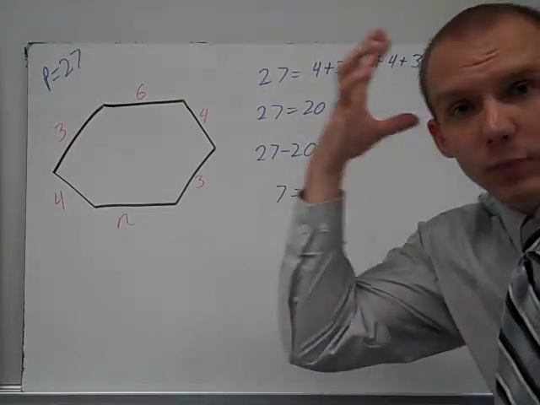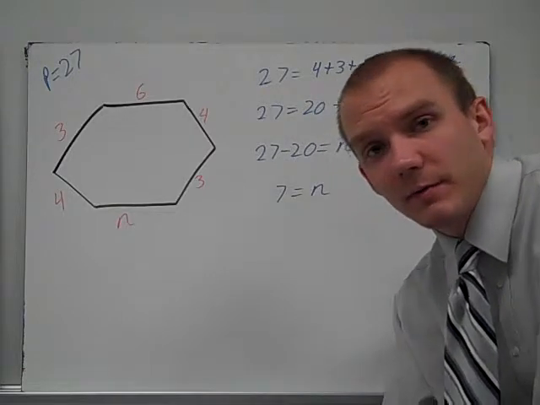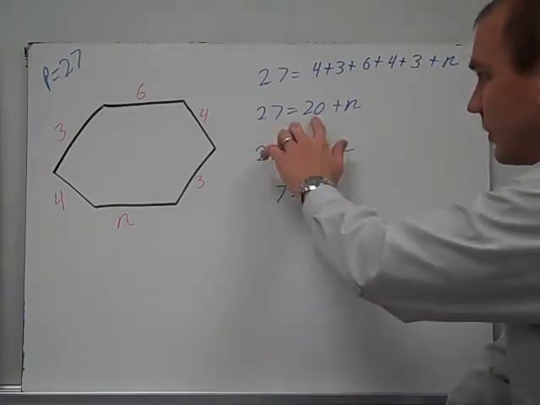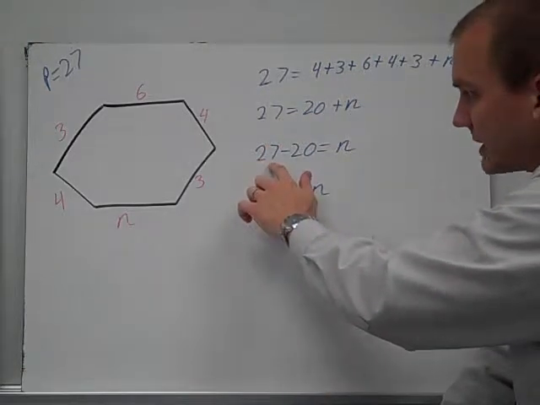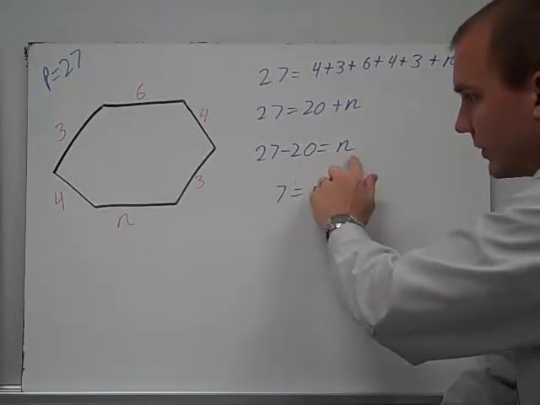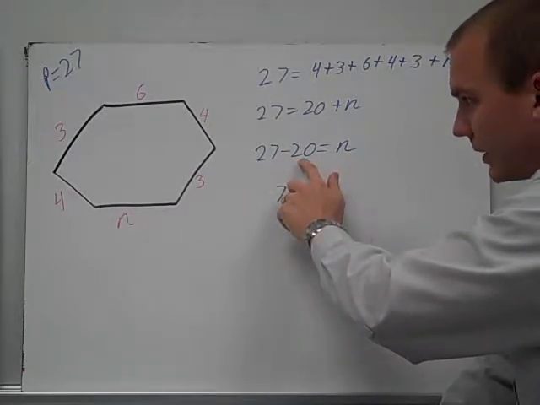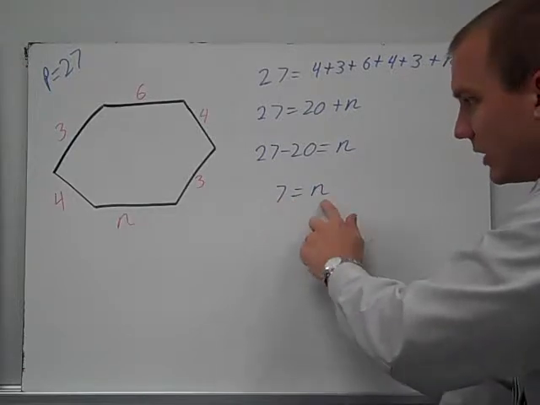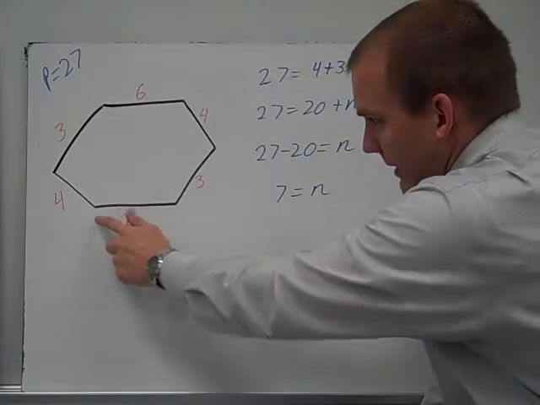Well, what plus 20 is going to give me 27? Use the fact family to come up with a subtraction sentence. 27 minus 20 equals N. Well, 27 minus 20, that's 7, so 7 equals N. And this side here has to be 7.